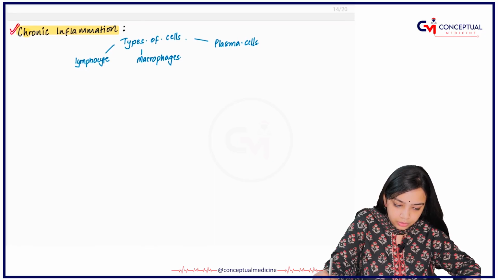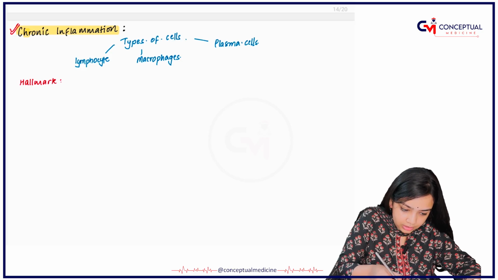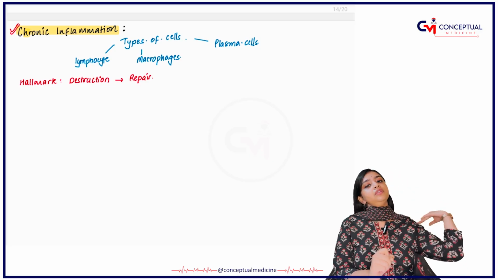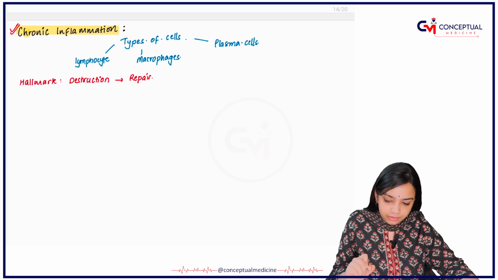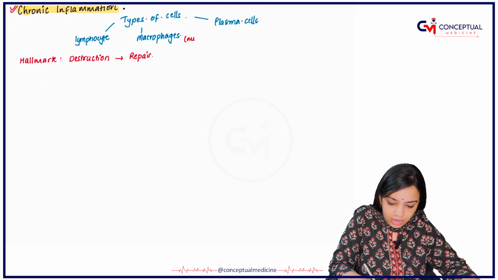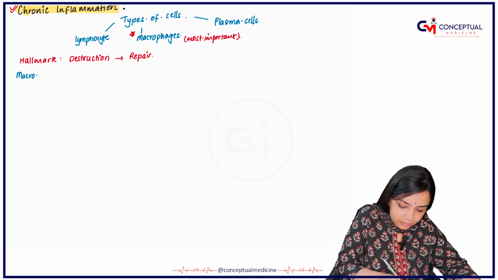Now if I ask you what is the hallmark of chronic inflammation? The hallmark of this process is the destruction followed by the repair. First there is destruction of the cell, which is followed by its repair. Now let's talk about the macrophages, because macrophages are the most important ones. So we will talk about the macrophages.